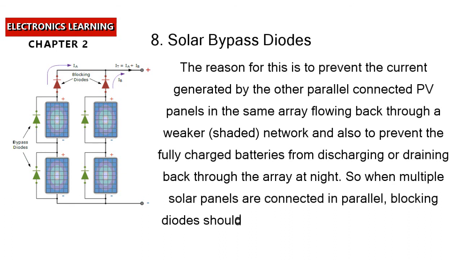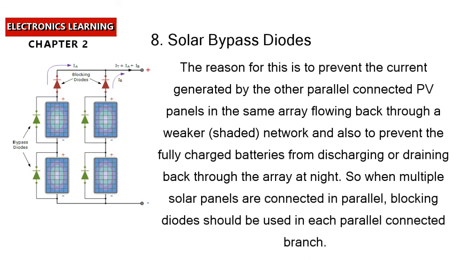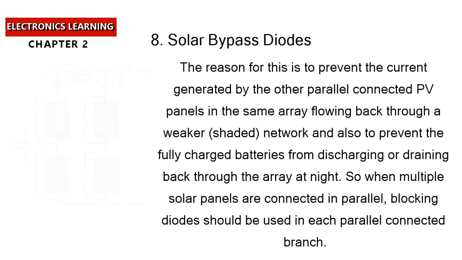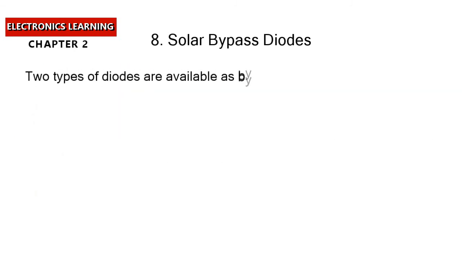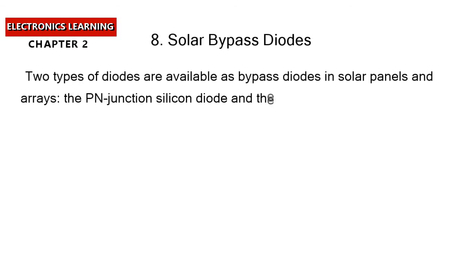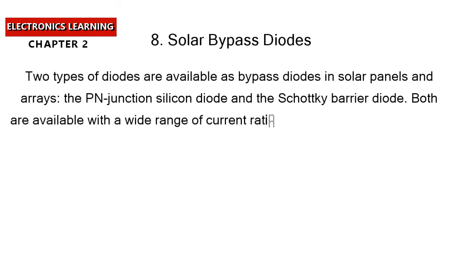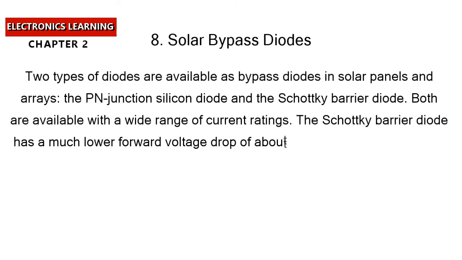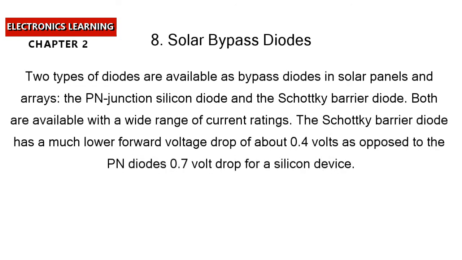So when multiple solar panels are connected in parallel, blocking diodes should be used in each parallel connected branch. Two types of diodes are available as bypass diodes in solar panels and arrays, the p-n junction silicon diode and the Schottky barrier diode. Both are available with a wide range of current ratings. The Schottky barrier diode has a much lower forward voltage drop of about 0.4 volts as opposed to the p-n diode's 0.7 volt drop for a silicon device.